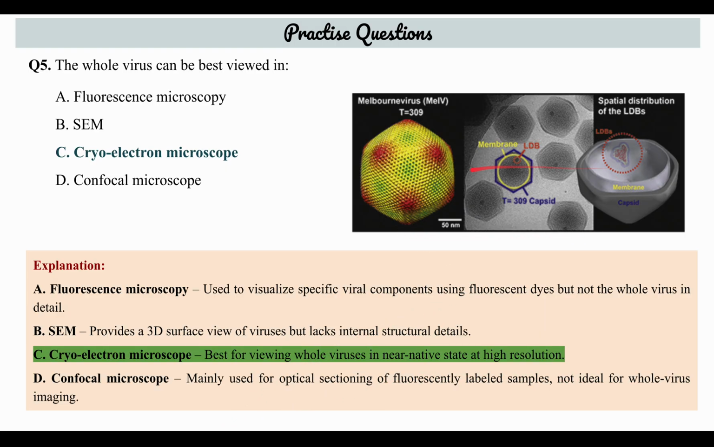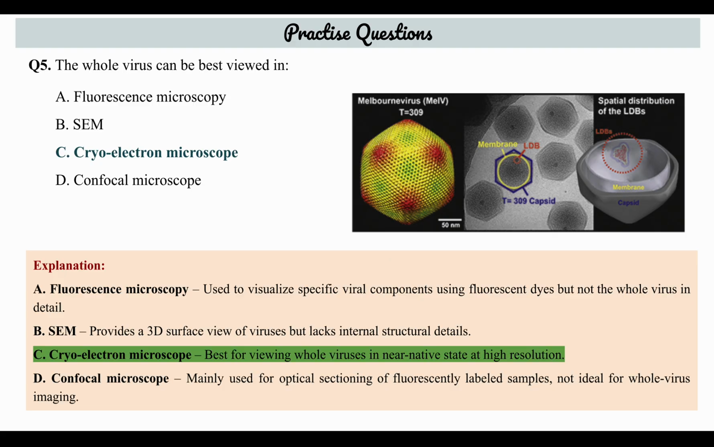So this is a representation of the Melbourne virus, and this is the structure of the whole virus, taken from a cryo-electron microscope. This image shows the spatial distribution of these LDBs, the membrane and the capsid. So all these structures, the whole virus, can be viewed with the help of cryogenic electron microscopy. If the cryogenic technique is used, this is from the SEM, and this is from the TEM. So SEM and TEM are both types of electron microscopy, and cryo is the technique with which you are observing the sample.